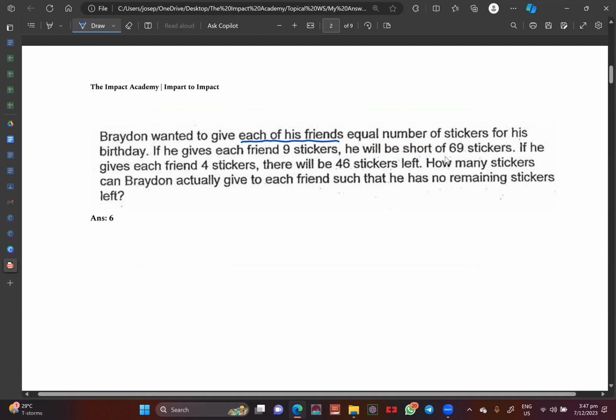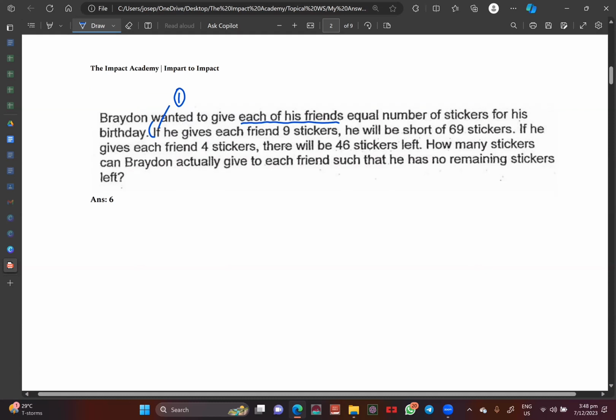Now, if he gives each friend 9 stickers, this is sentence number 1. The word "if" tells you that this is the first example, or the first situation. So what you will do is draw a model. And then you can basically put "first".